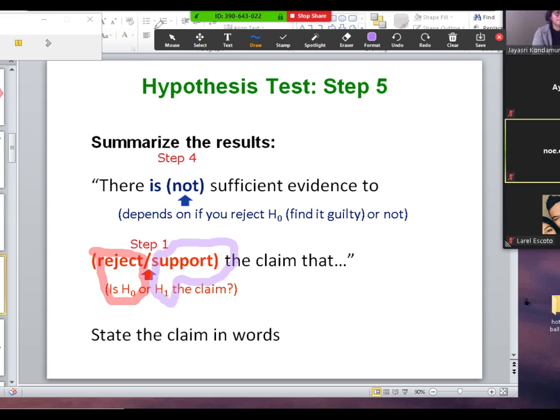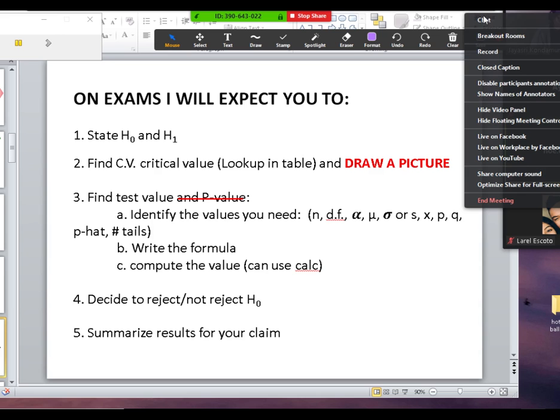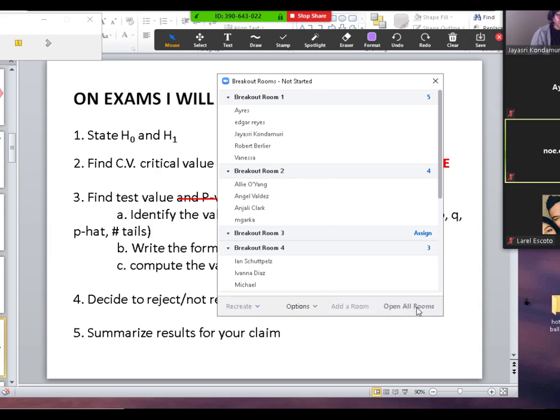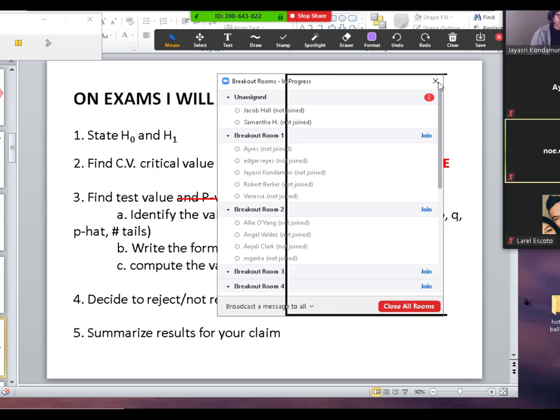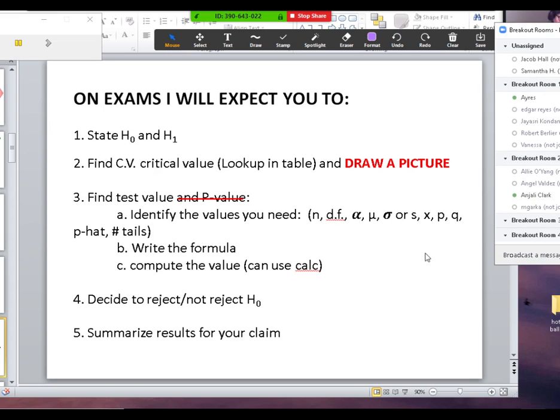So let me take a look at this one here. For right now, I'll give you guys 10 more minutes together to finish up your quiz problem 1. I'll open up the rooms again. Hopefully that gave you some more guidance to do these. And ask each other questions, right? Use your neighbors.